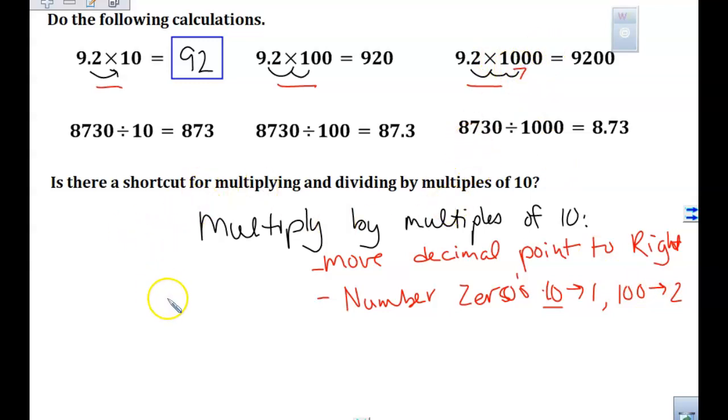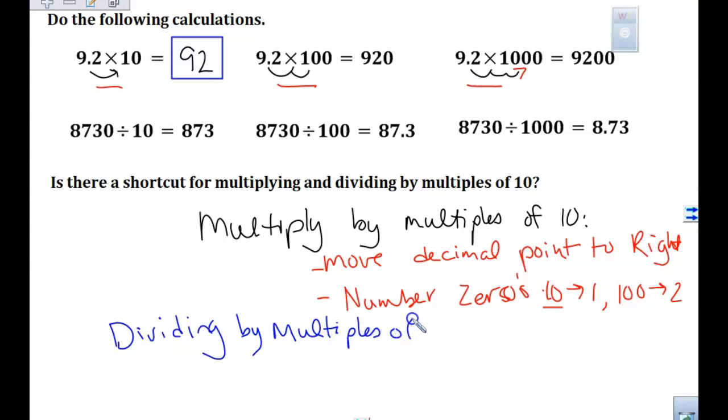Okay? So the shortcut when we are thinking about this, if we are dividing, when we divide by a multiple of 10, what's the only thing that's going to be different? If we think of our decimal point being back here, we got 873, we moved it one place. Here we're moving it 2 places.